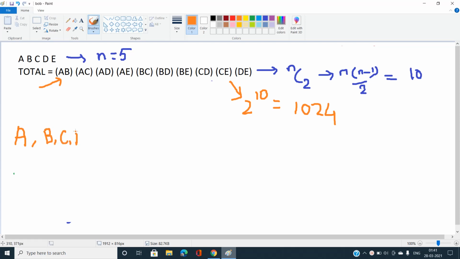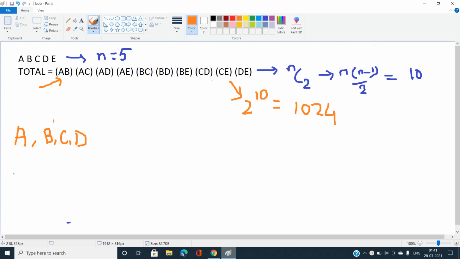Let's suppose we are just eliminating E, and we are going to find out the total number of combinations due to only A B C D. So those combinations need to be subtracted because E is not involved. If E is not involved, the total number of combinations possible due to A, B, C and D will not be valid. So we need to subtract this.